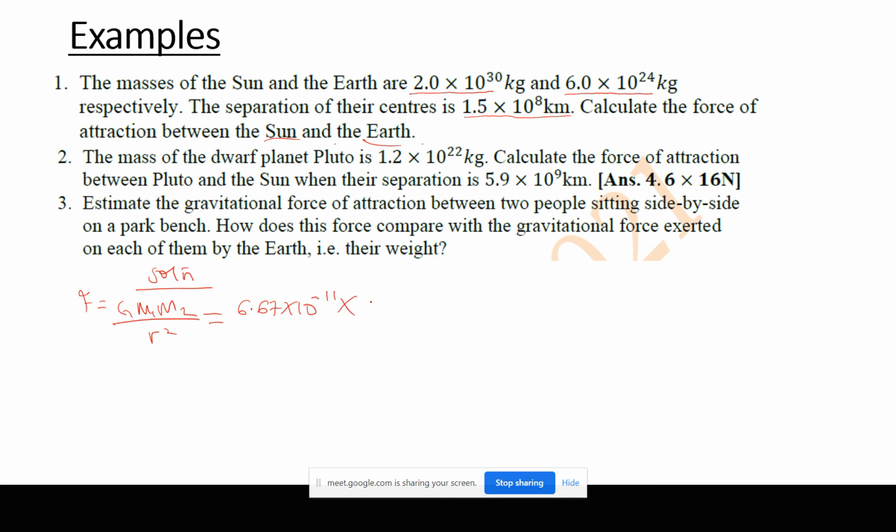6.67 times 10 power negative 11. Product of the masses, 2.0 times 10 power 30 times 6.0 times 10 power 24 divided by the square of the separation between the two masses. You notice that the distance given is in kilometers, so I have to change it to meters. And that in meters becomes 1.5 times 10 power 11. And this should be squared. Somebody press the calculator and tell me their answers.